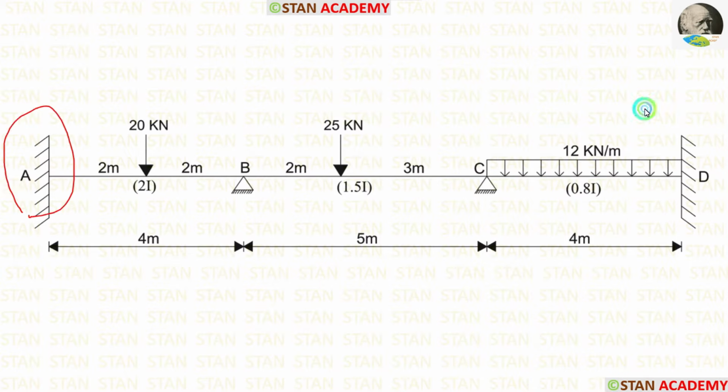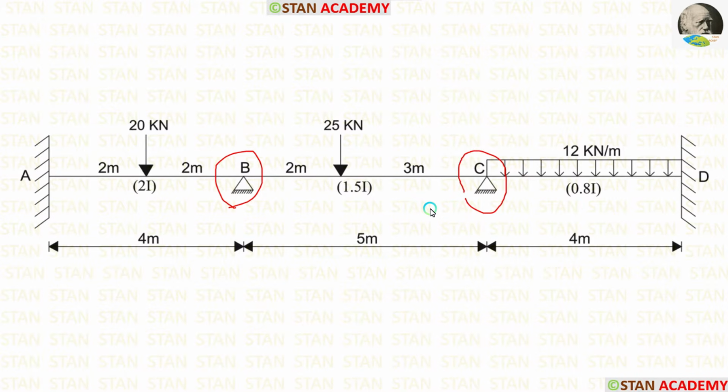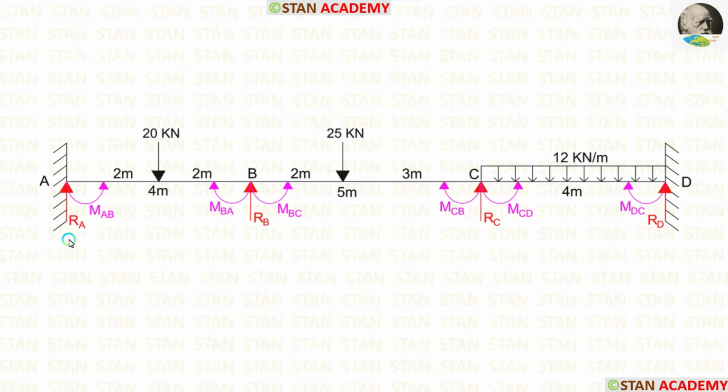In the point A and in the point D, there are fixed supports. In the point B and in the point C, there are hinged supports. The moment of inertia for the span AB is 2I. For the span BC, it is 1.5I. For the span CD, it is 0.8I. Span AB is 4 meter long, span BC is 5 meter long, and the span CD is 4 meter long.